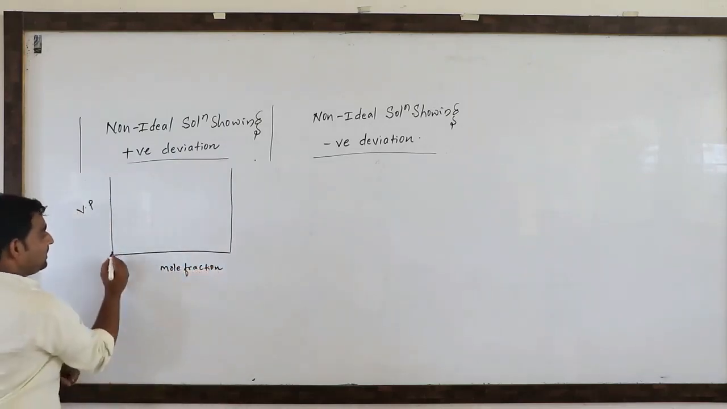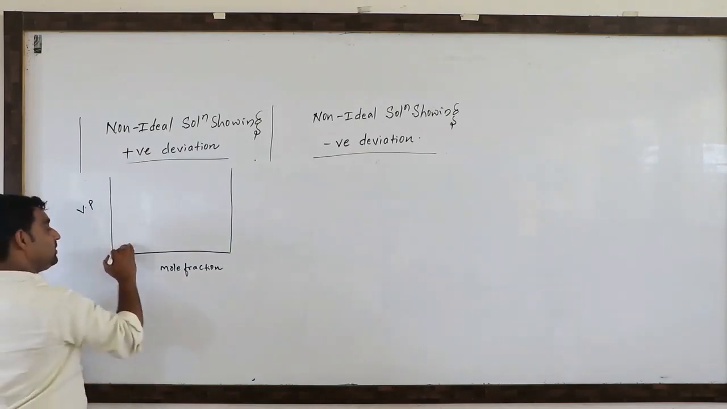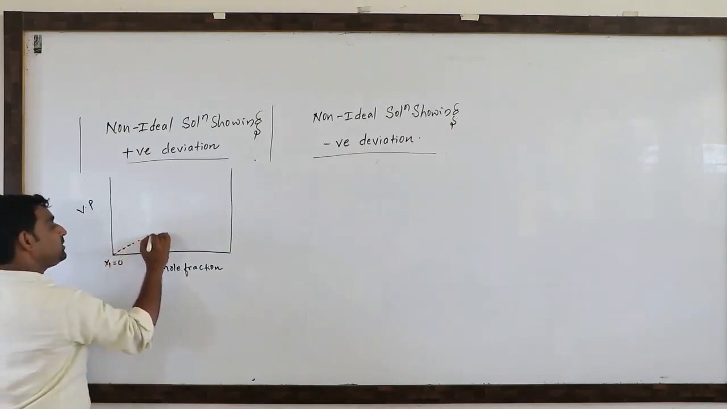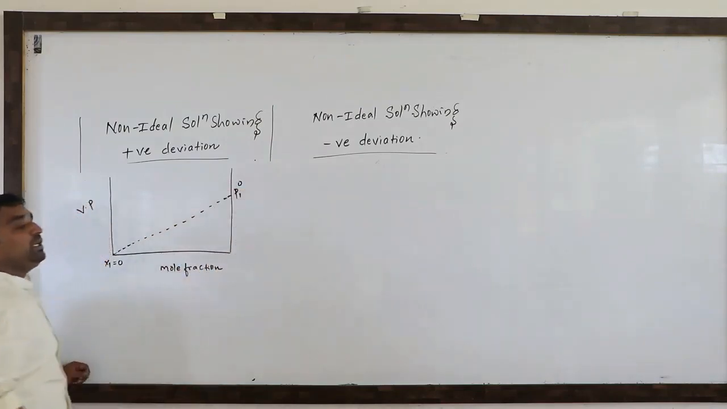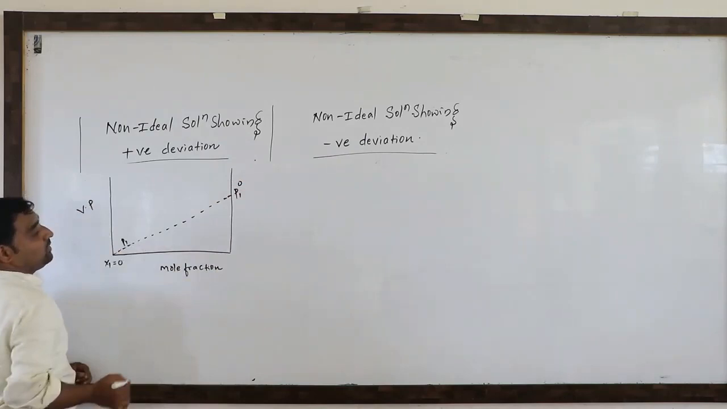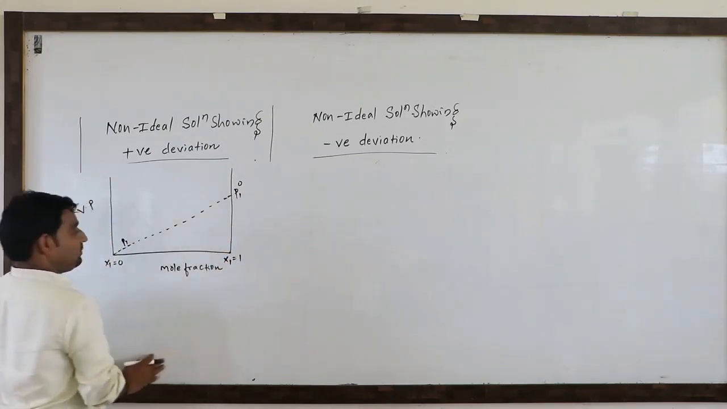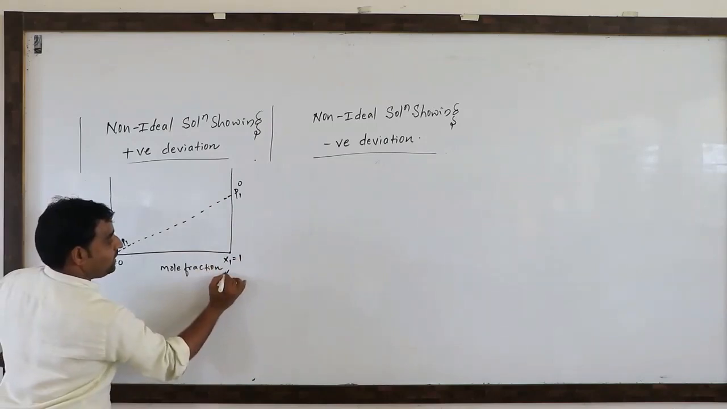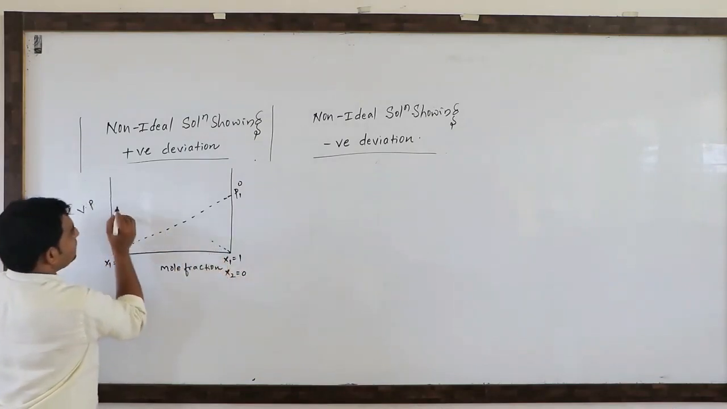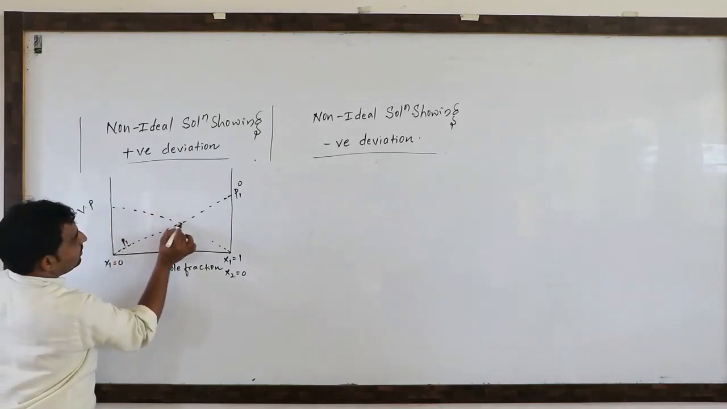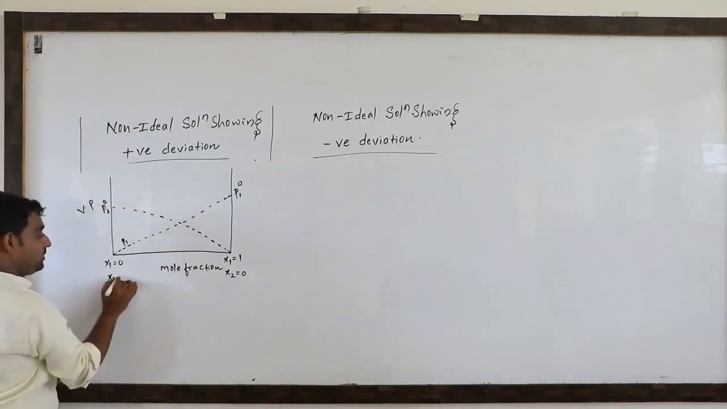For component 1, the graph starts at the origin, meaning the mole fraction x1 of the first component is 0. As the mole fraction increases, the vapor pressure also increases, so the maximum value for the first component will be P1 naught, at x1 equal to 1. Now for the second component, x2 is equal to 0 at the origin. As the mole fraction increases, the vapor pressure also increases, and the maximum value is P2 naught at x2 equal to 1.